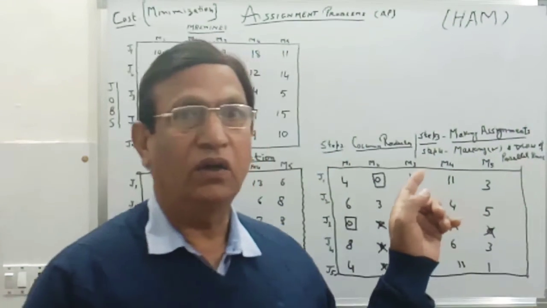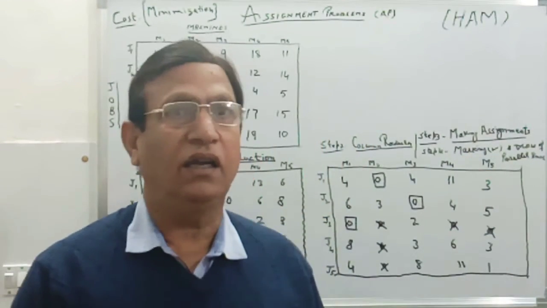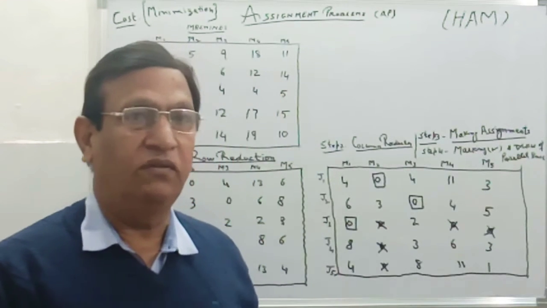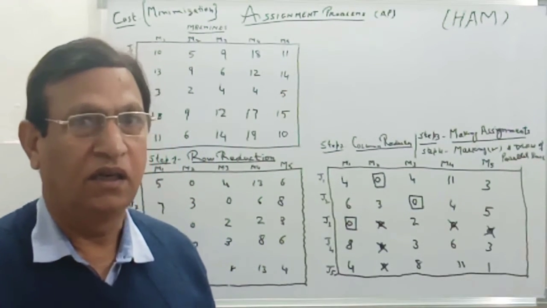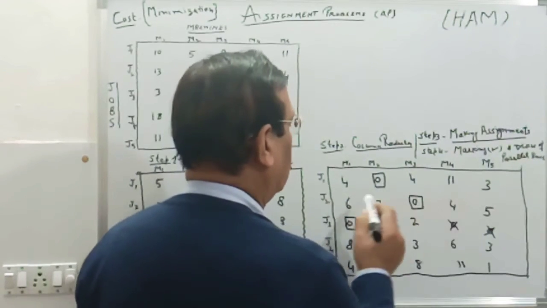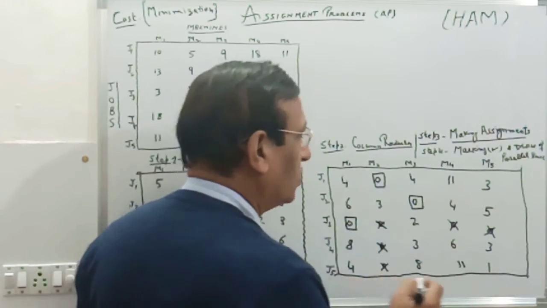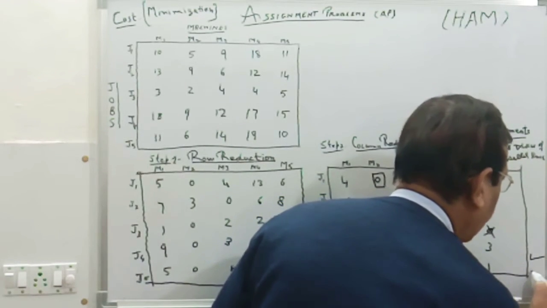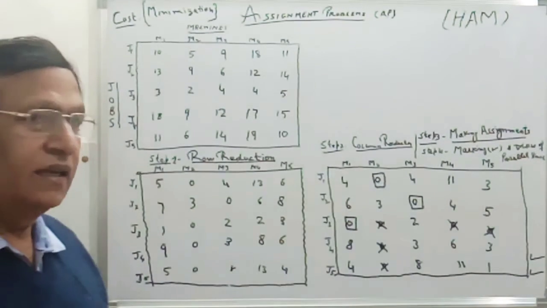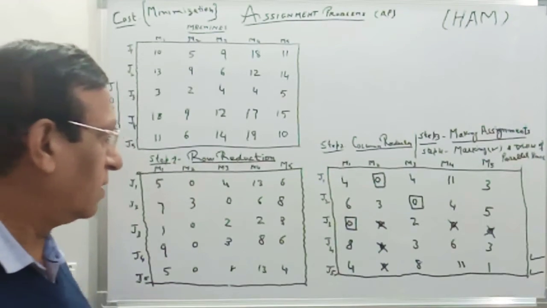Marking rows and columns. This is actually a very important step. Mark the row in which there is no assignment. Assignment is there, assignment is there, assignment is there. But in the fourth and fifth row, there is no assignment. So you mark it on the right side. So very clear? Mark the row in which there is no assignment.